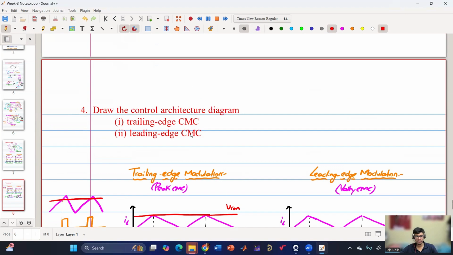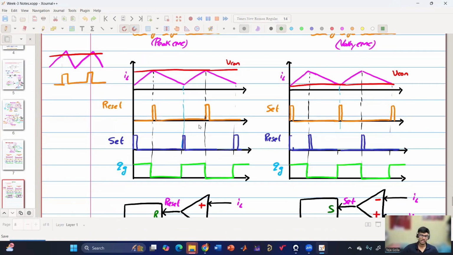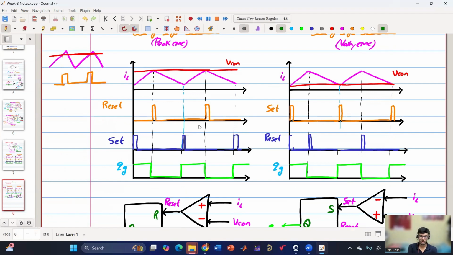Again, this is for fixed frequency, which is very important. What happens if it is variable frequency? That is next week's topic, so we'll check it next week. This week is fixed frequency control techniques, so the frequency is fixed and the duty ratio, the on time, is changing. But next week, we will discuss constant on time and constant off time, where the on time or off time is fixed and the time period is varying. So that is next week's topic, but I'm just explaining now so that you can understand the difference.